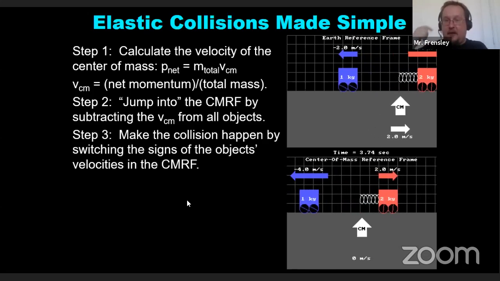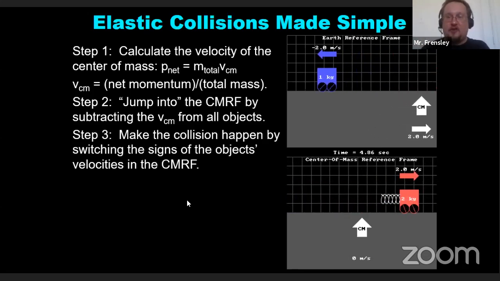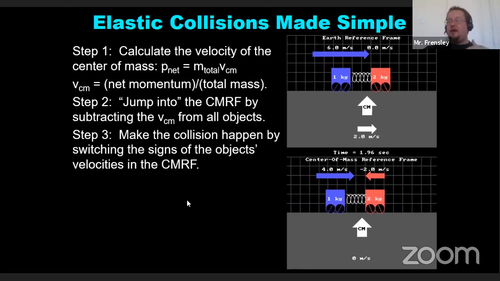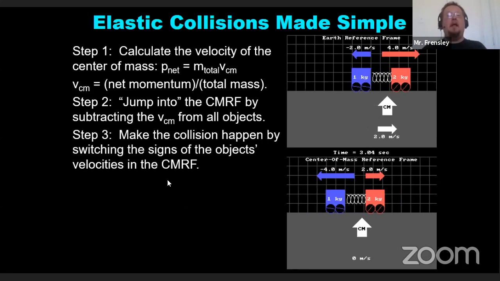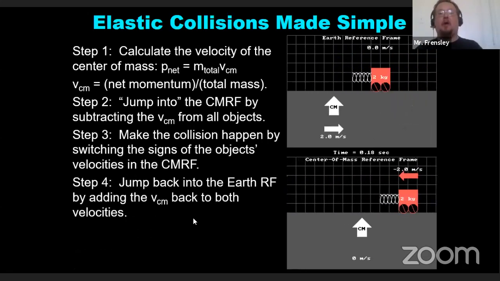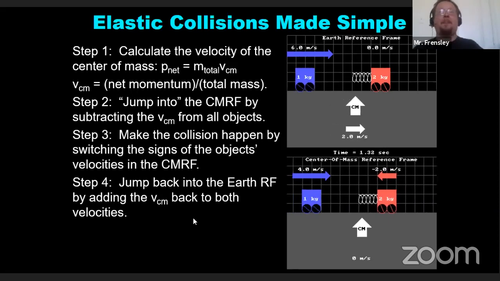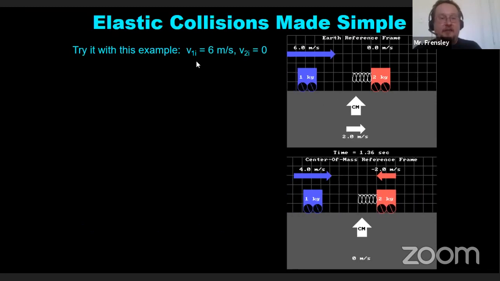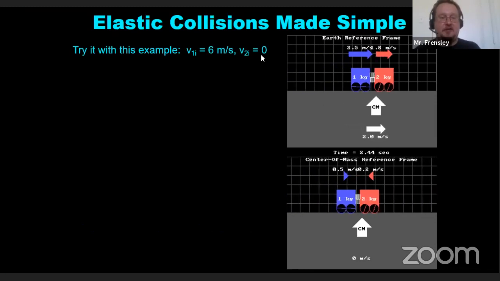Now we're going to jump out of the center mass reference frame and back onto the Earth. So if we jump from Earth to center mass reference frame by subtracting VCM, then we're going to add VCM back to both velocities. So I'm going to talk about this, and I'm going to apply the steps to this animation. In this animation, V1 initial is 6, V2 initial is 0.